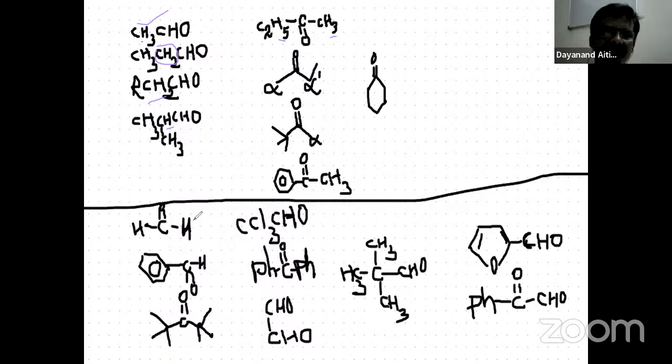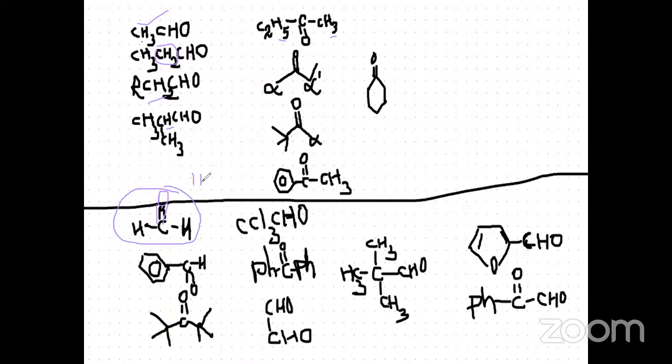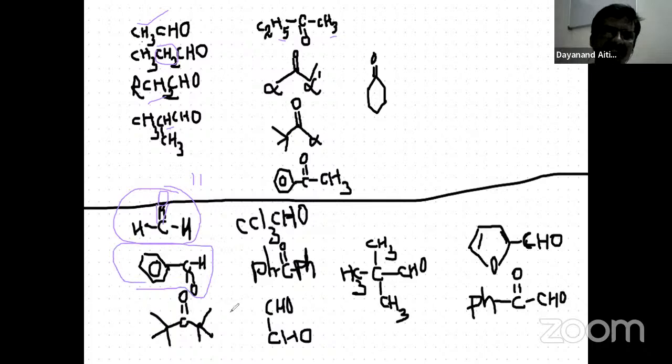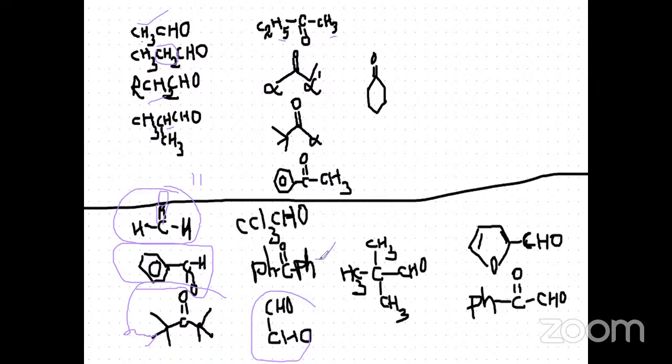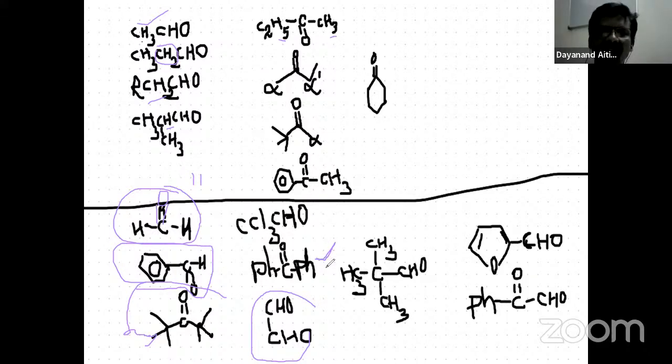Whereas this is nothing but formaldehyde. Will it undergo aldol condensation? Formaldehyde: no. Benzaldehyde also will not undergo aldol condensation. This one also has tertiary alkyls, therefore there are no alpha hydrogens here. Glyoxal also does not have any. It is also a ketone, and it also will not undergo this.